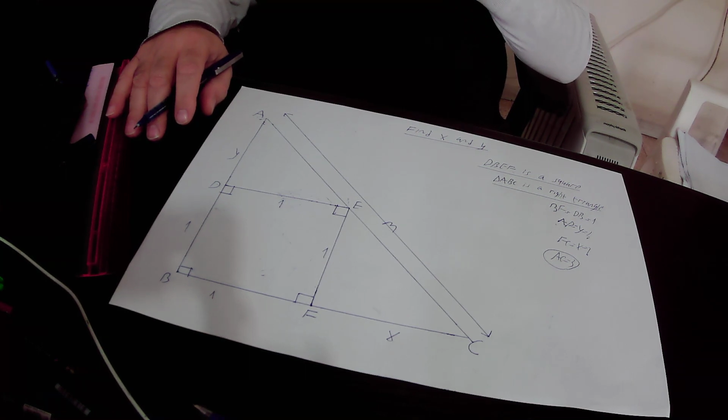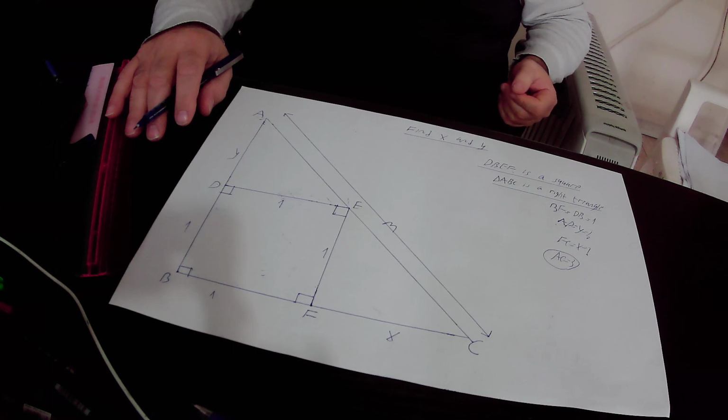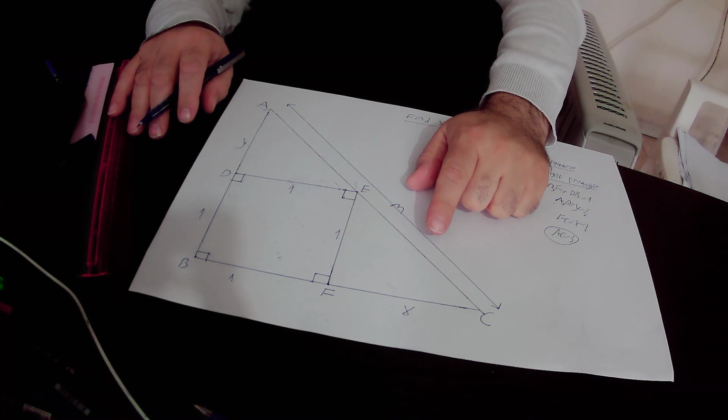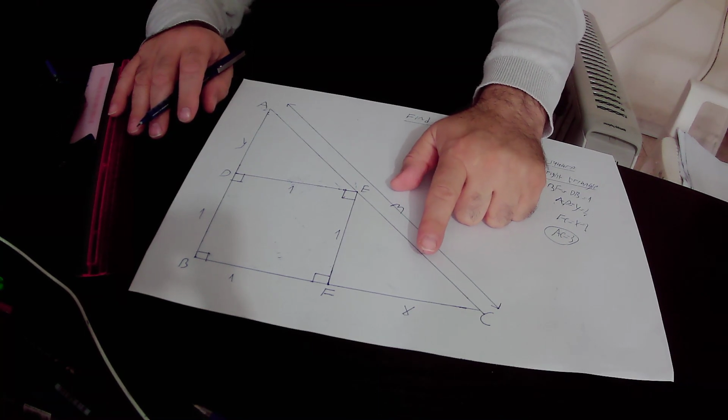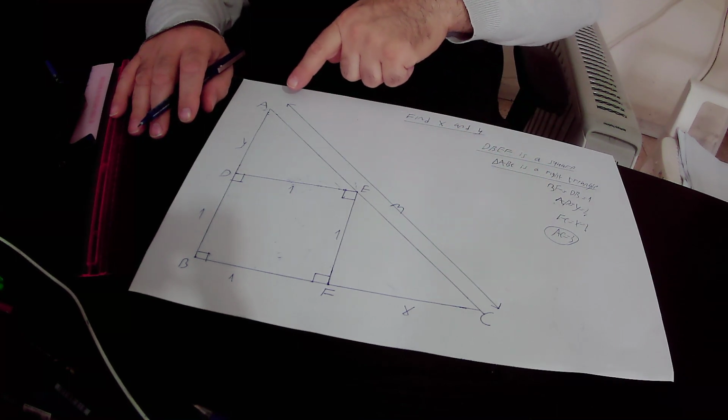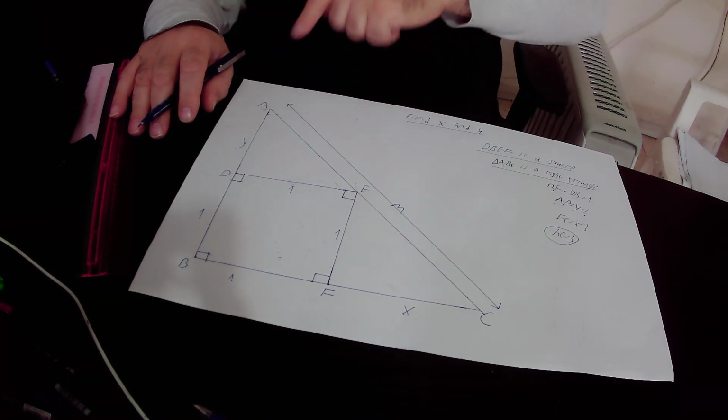And we want to find out the values of line segments FC, which equals X, and the value of line segment AD, which equals Y.